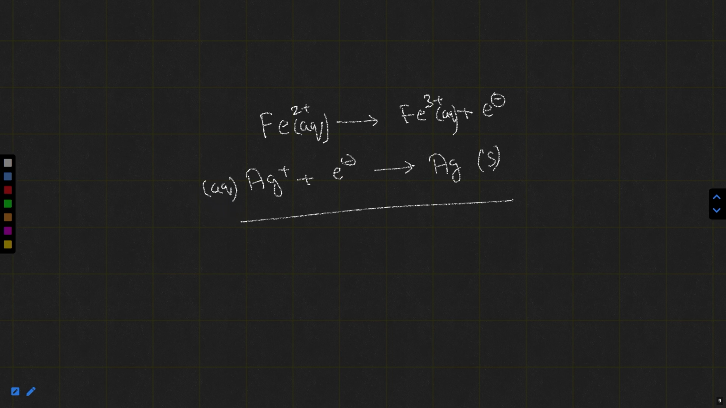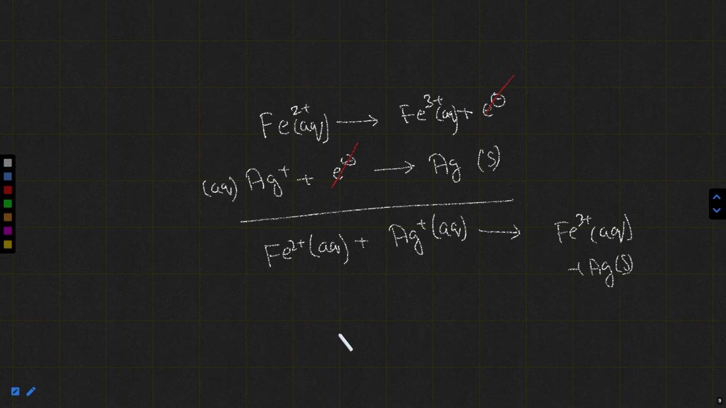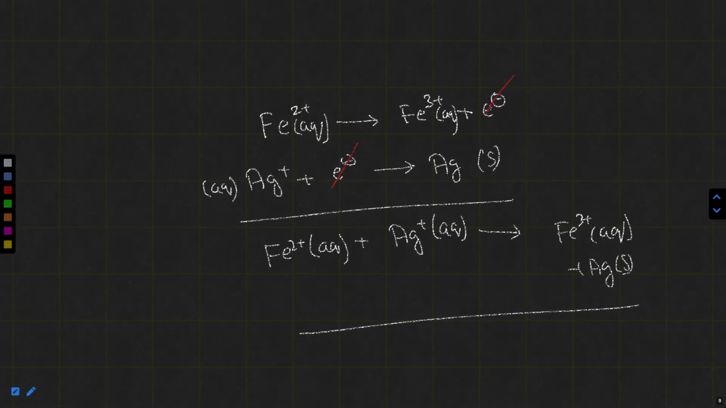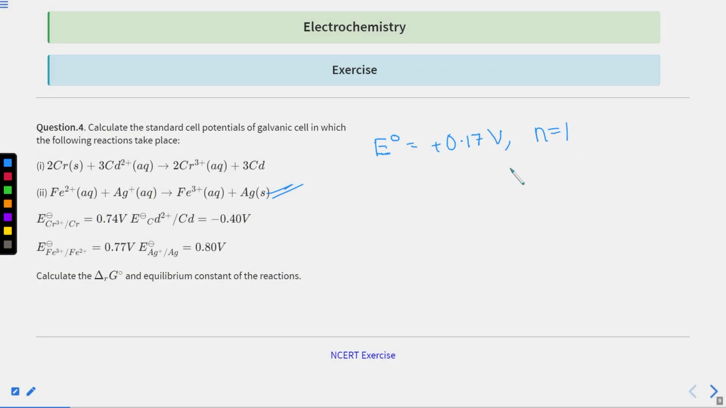Now in this question, you don't have to worry about electrons as they are already the same, right? So they will be cancelled when you add each of these. The final equation would be Fe2 plus aqueous, Ag plus aqueous, going to Fe3 plus and Ag solid. Okay, so we are good with the equation, right? We don't have a coefficient, we have only one. Now you can see very clearly the number of electrons is 1, so n will be equal to 1.